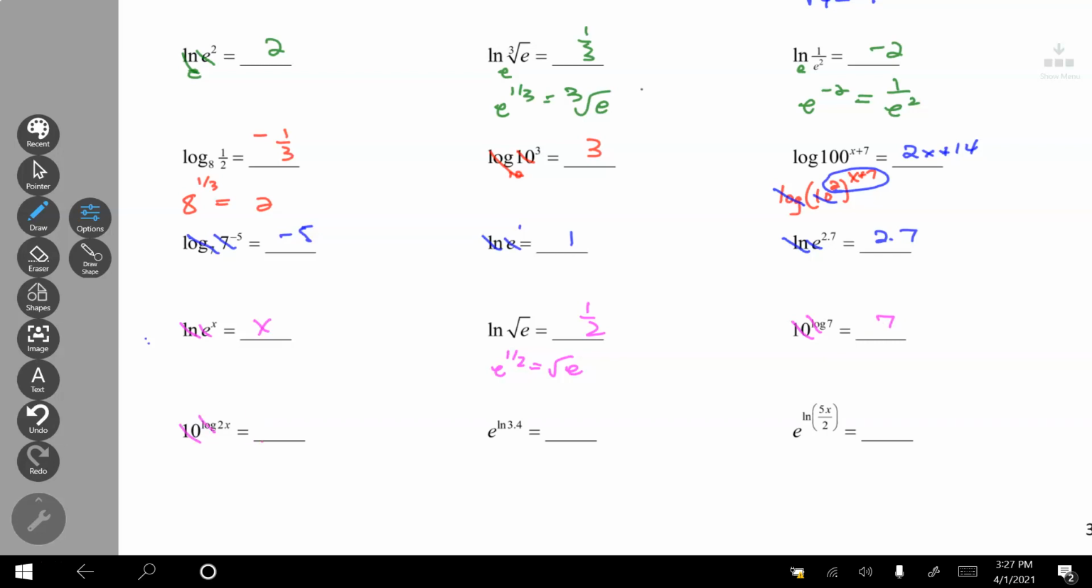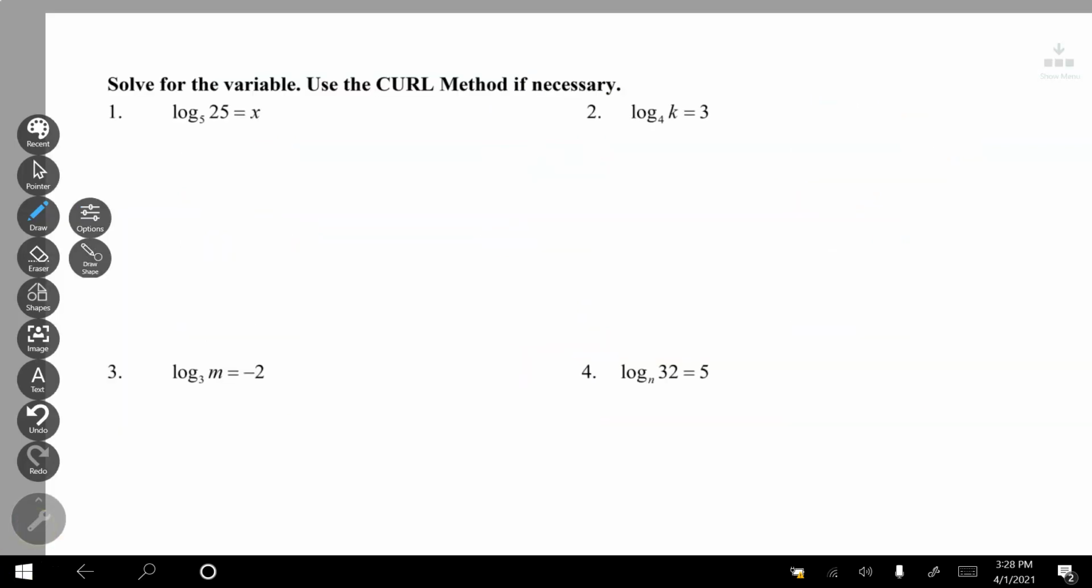10 and log are the same base, I get 2x. e and ln are the same base, they cancel, and e and ln are the same base, and they cancel. So these are some basic rules of exponentials. So we're going to do some very basic solving.